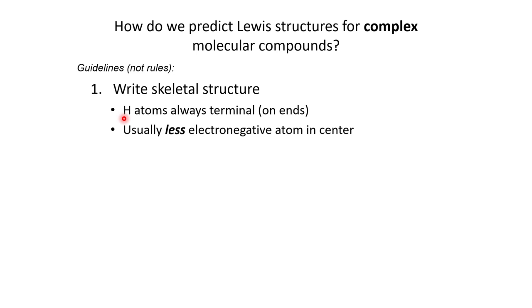It can't form two. You usually put the less electronegative atom in the center. Not always. Obviously, if the hydrogen is the less electronegative, it cannot go in the center. So this takes precedence over this. So as an example, silicon tetrahydride. So you have silicon in the middle, and then you have the H's that go around it.